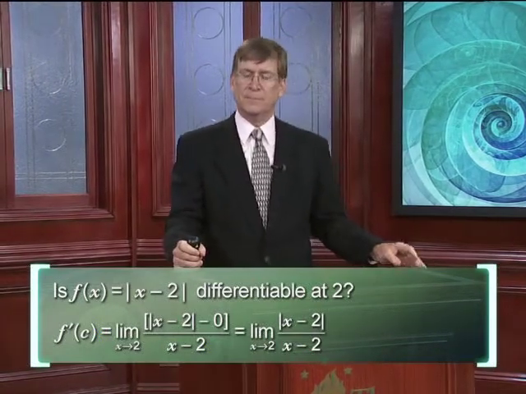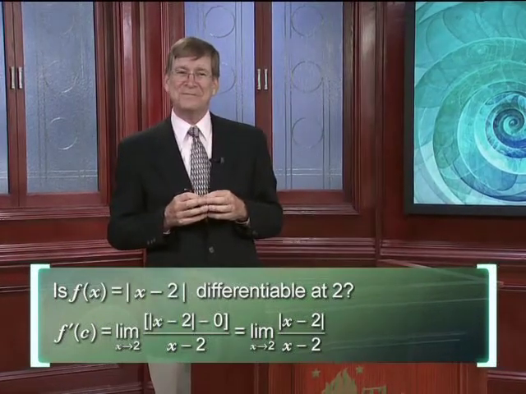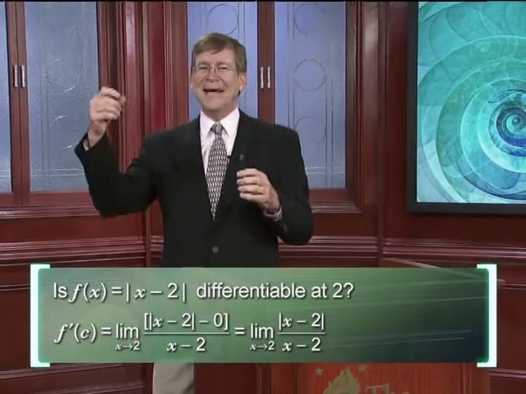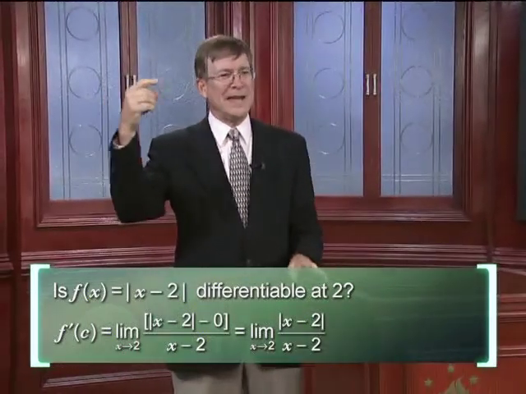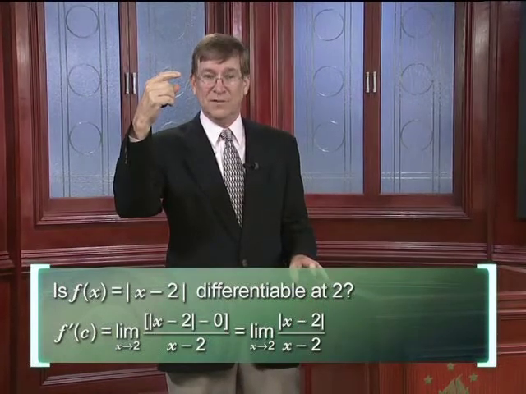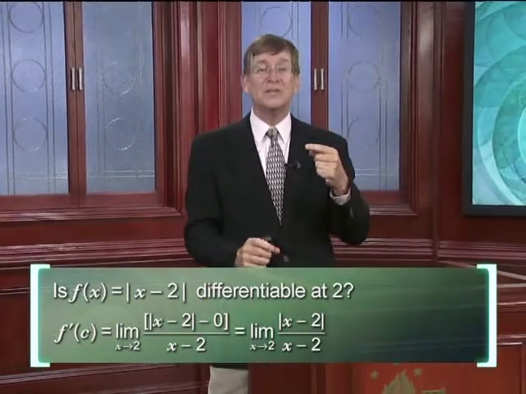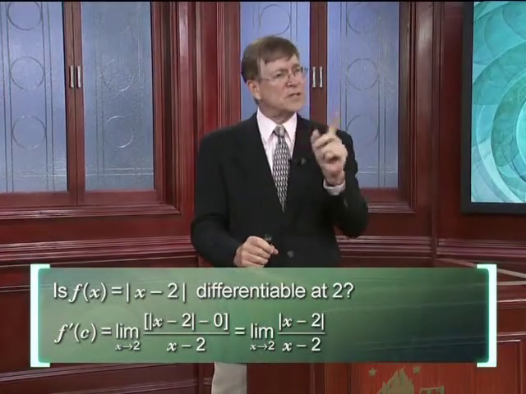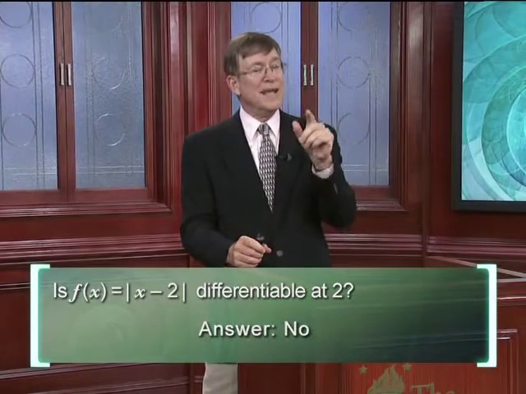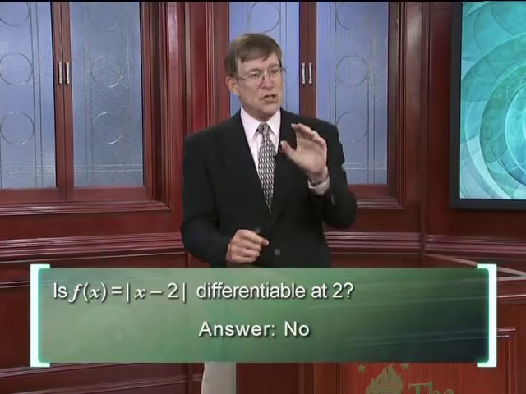Well, what about this limit? Do you recognize that as a diving board function? I hope so. Look, as we approach 2 from the right, the function wants to be 1 because the numerator is positive there and it's equal to the denominator. But as I approach from the left, it's minus 1. So that limit does not exist. So it does not have a derivative at 2. Geometrically, the function had a sharp corner there.